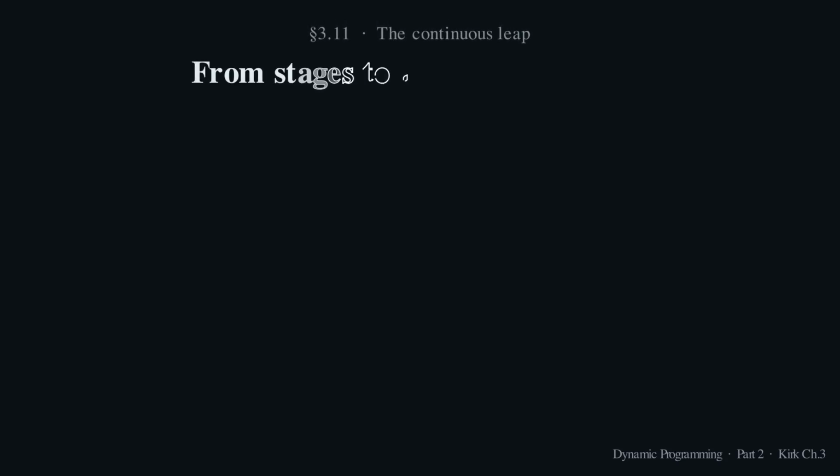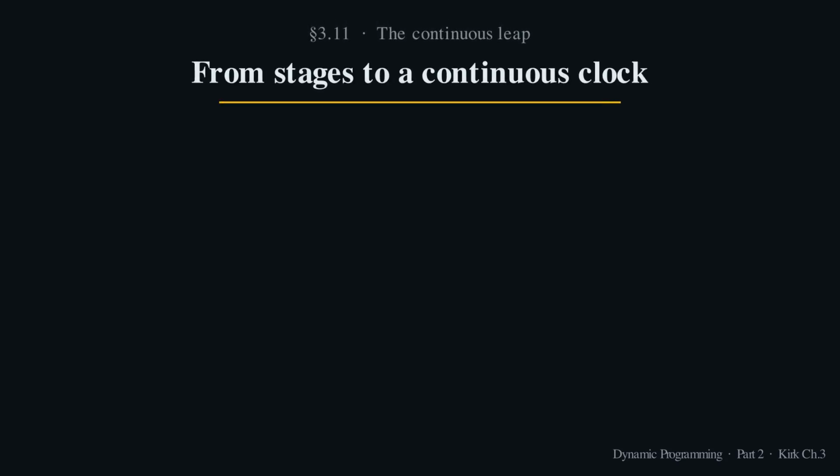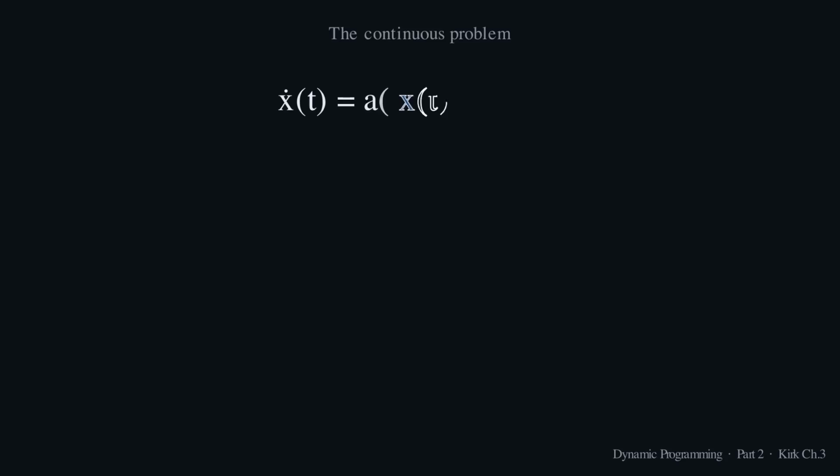Now the second question, the daring one. So far, time came in discrete stages. What if it doesn't? What if the clock is truly continuous? The system now evolves by a rate of change, x dot equals a, some function of the state, the control, and time. The cost is a final term plus an integral of a running cost g accumulated from now until the final time. We define the star of the whole show, J star of x and t.